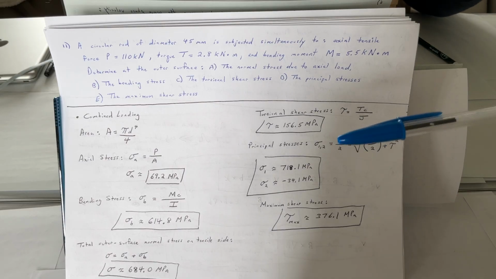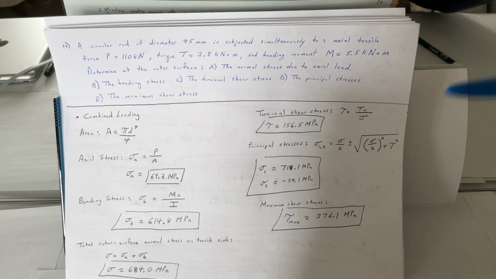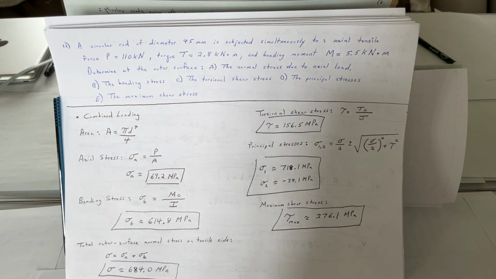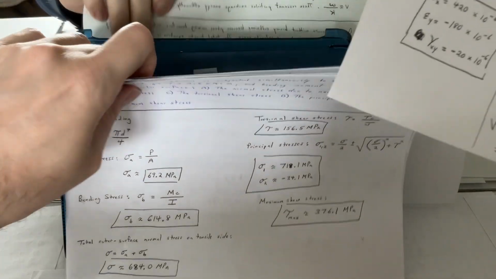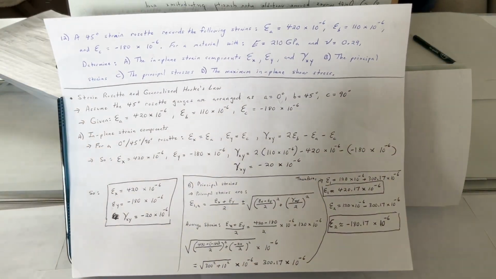Our principal stresses here are sigma sub 1, 2 equals sigma over 2 plus or minus the square root of sigma over 2 squared plus tau squared. So substituting values for sigma sub 1, we get 718.1 MPa. And for sigma sub 2, we get negative 34.1 MPa. So the maximum shear stress, that's tau sub max, is about 376.1 MPa. Okay, so moving along now to our last one, number 12.